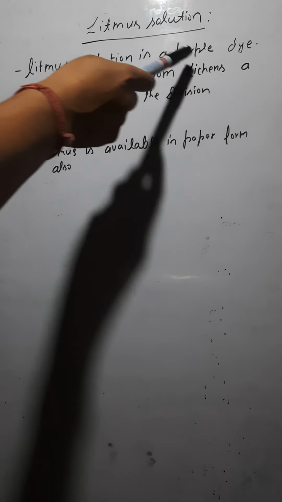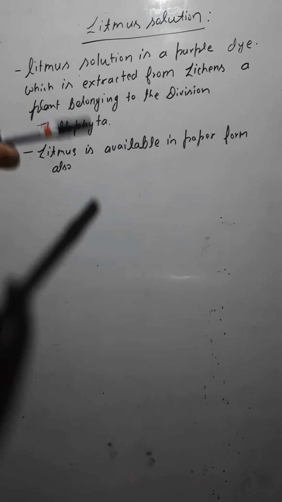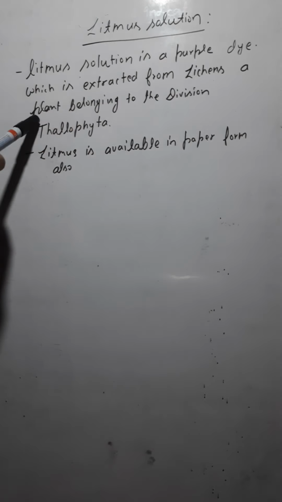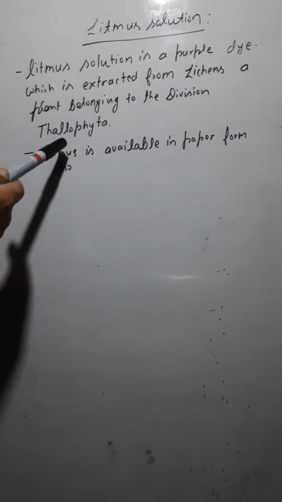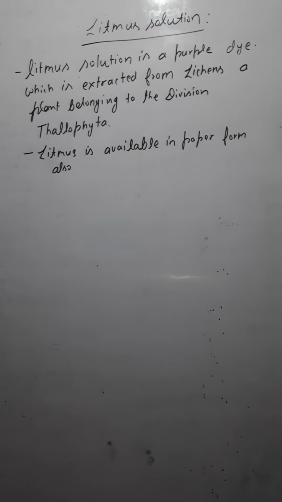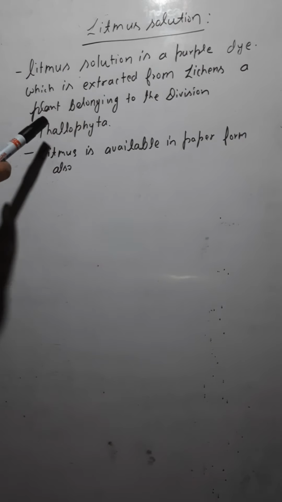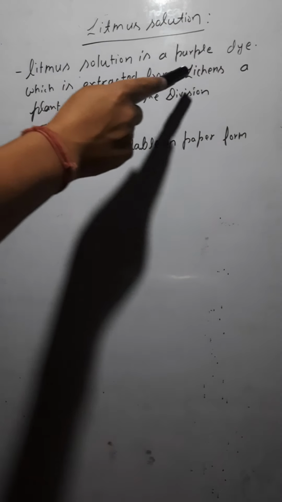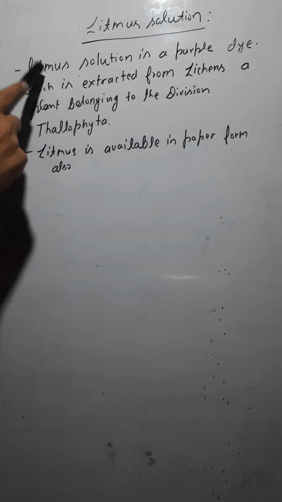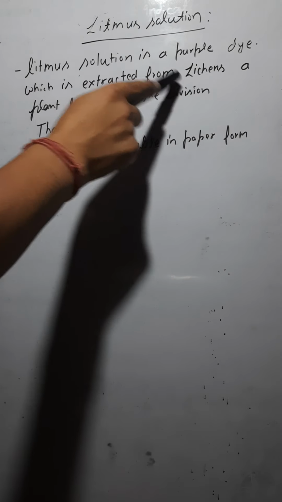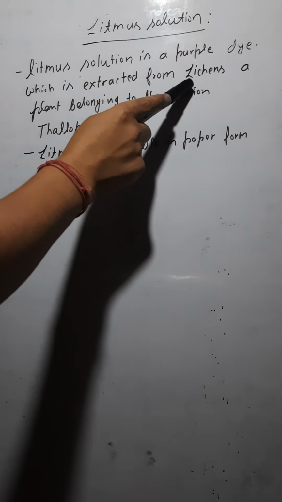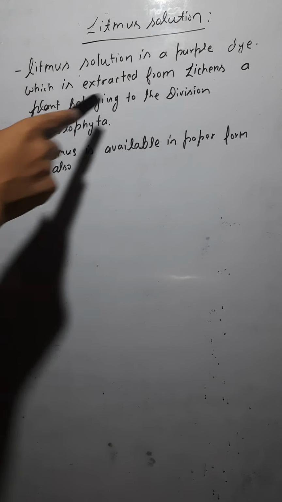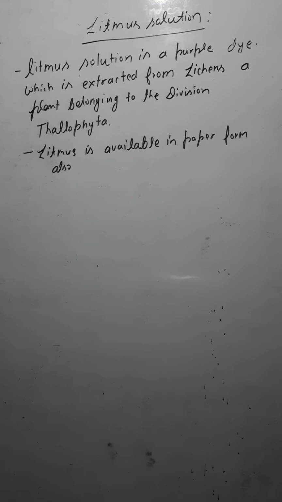So litmus solution is a purple dye. It's a dye which is extracted from the lichen, which is a plant belonging to the division Thallophyta. It's a biological term, Thallophyta. So that is the lichens. So we extract this litmus solution from the lichen plant, that you have to remember. And this lichen plant belongs to the division Thallophyta, that also you have to remember.